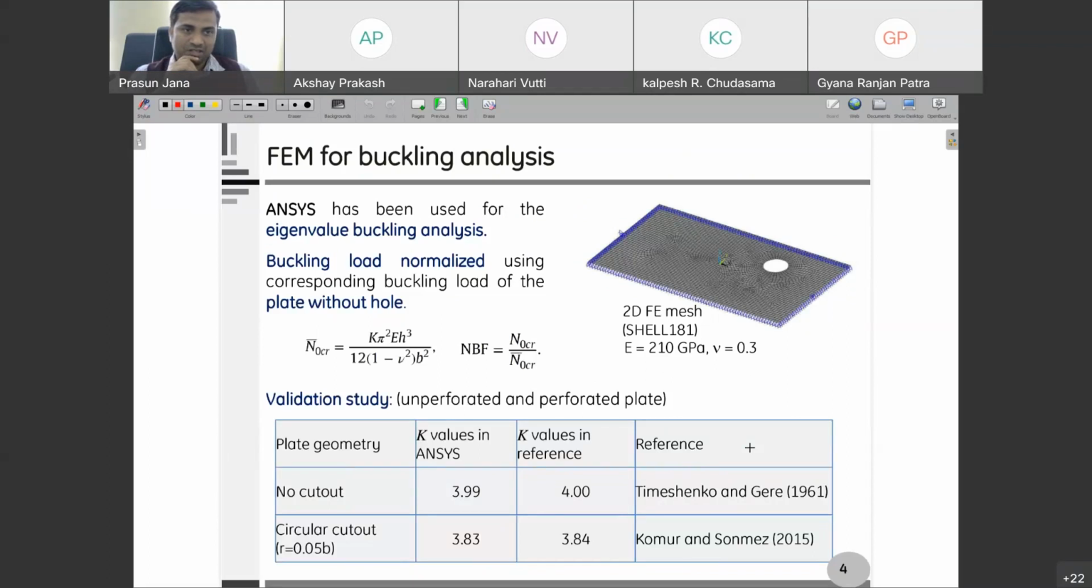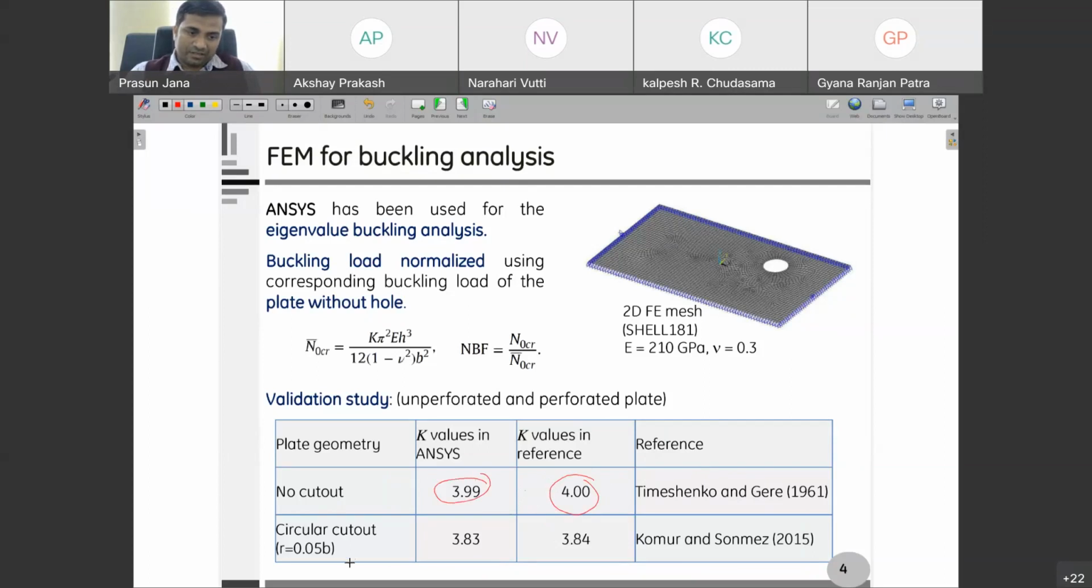So here I will first do some validation study. As I told, we have used Ansys for the finite element analysis. First we need to find out whether Ansys is capable of solving this problem or not. So first we carried out some analysis of an unperforated plate, without a cutout. That has an analytical solution available in some books. You can see that the Ansys result and the analytical solution match very well.